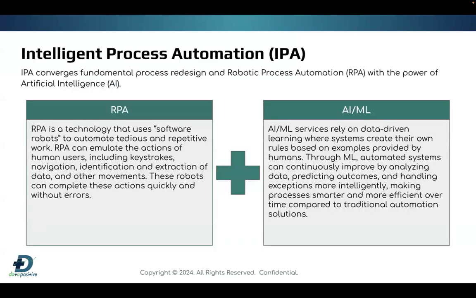Let's talk about IPA, not the beer, which, man, they're good, but a lot of calories. Intelligent process automation. And what is it? It's not just very hoppy, but it has all the process redesign and RPA, which, if you don't know, is robotic process automation. It's when you take that process redesign, which is more functional, with the RPA, which is more technology heavy, and you start to add in AI, right?